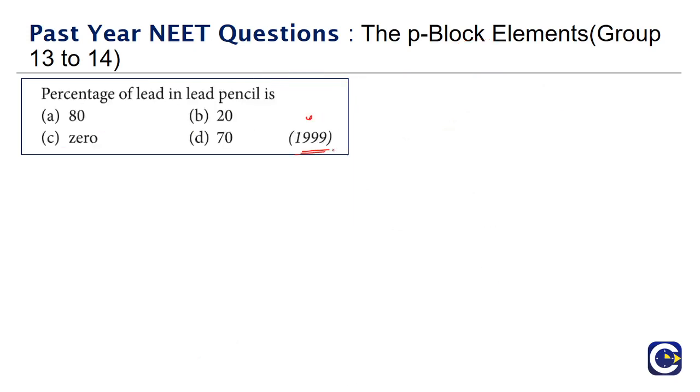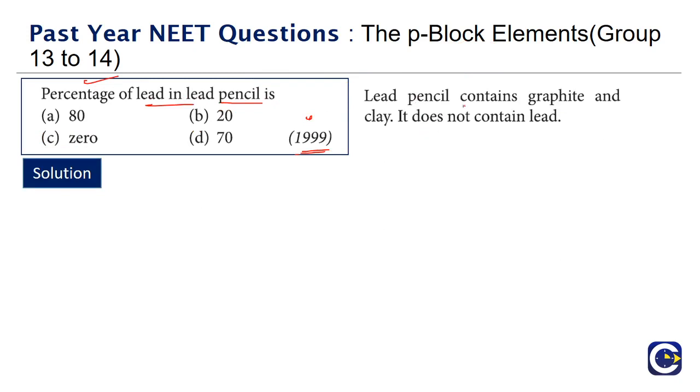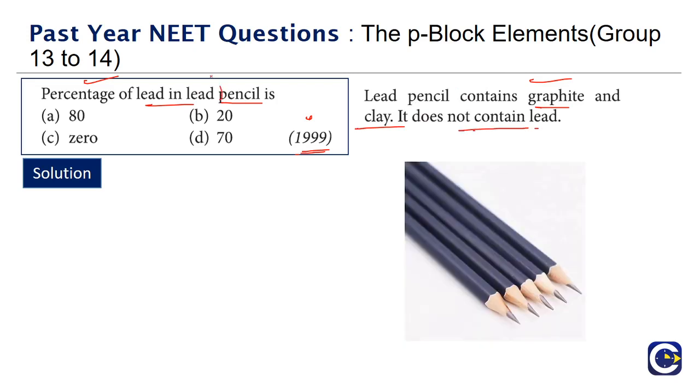Next we have a theoretical question that has come in 1999. The percentage of lead in lead pencil. It's actually a misnomer, like the way we use organic chemistry. Lead pencil doesn't actually contain any lead. It contains graphite and clay. So the percentage of lead is going to be 0. Lead pencil doesn't contain any lead.